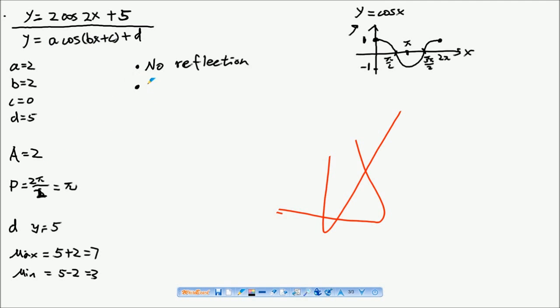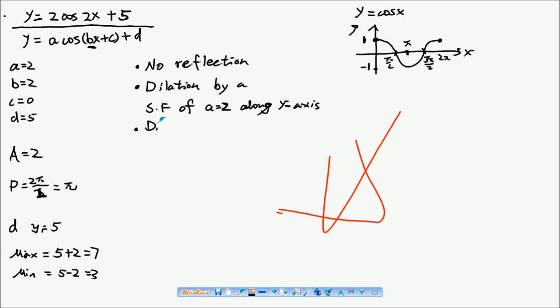The second part is dilation, so we have a dilation by a scale factor of A, in this case 2, which is a dilation by factor A along the y-axis.